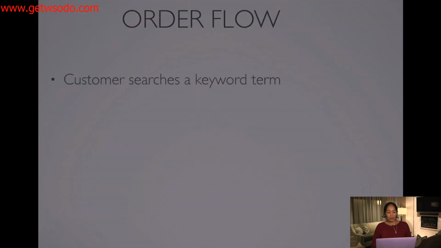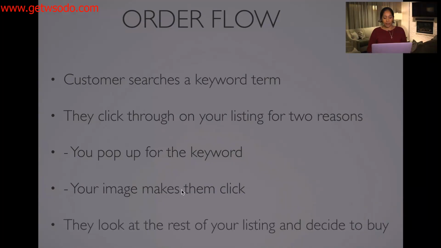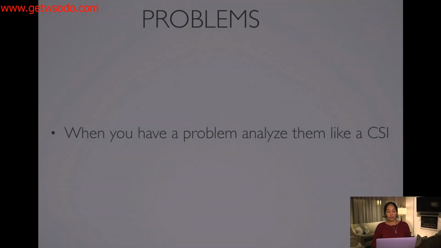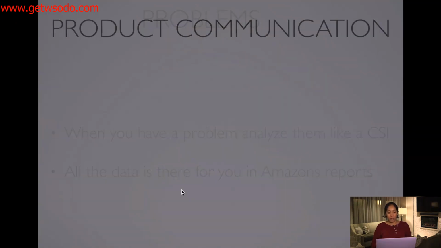So let's talk about the order flow and how a customer comes across your actual product. A customer can search for a keyword term and then they click through your listing for two reasons, right? You pop up for the keyword or your image makes them click. They look at the rest of your listing and they decide to actually buy. So here's potential problems that you have to analyze for, like a CSI. All the data is there for you within Amazon's report. You just have to figure out what is going on.